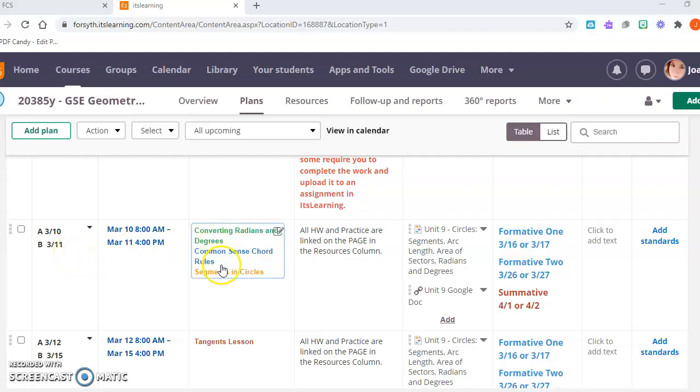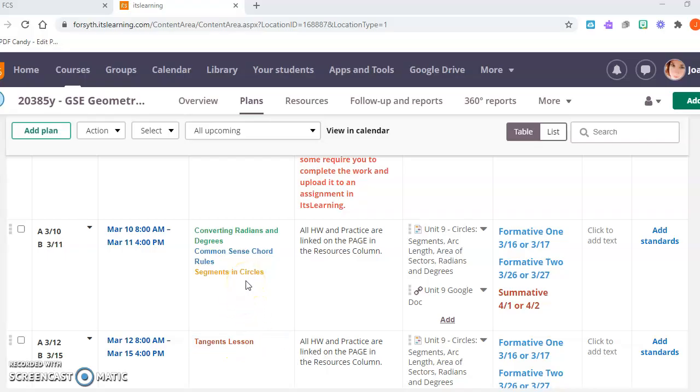You'll be doing Wednesday and Thursday, the 10th and the 11th. You have quite a few lessons listed here for converting radians and degrees, your common sense chord rules, and segments and circles. But if you notice, Friday and Monday is just tangents. So if you run out of time, you really should at least get into segments and circles. If you don't finish it, you can carry segments and circles over to the tangents lesson on Monday.